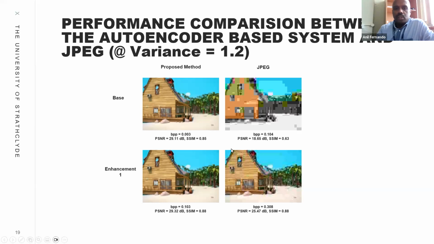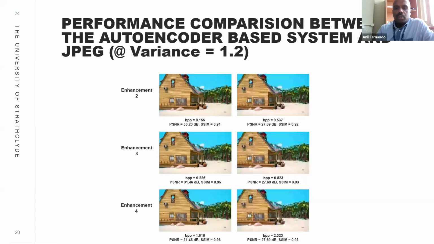The second set of images is for enhancement layers 1, 2, 3, and 4 respectively. You can see the bits per pixel is also lower for the proposed system. The quality is also very high, and the visual representation is increased quite significantly compared to the JPEG one. These images were generated at a noise variance of 1.2.